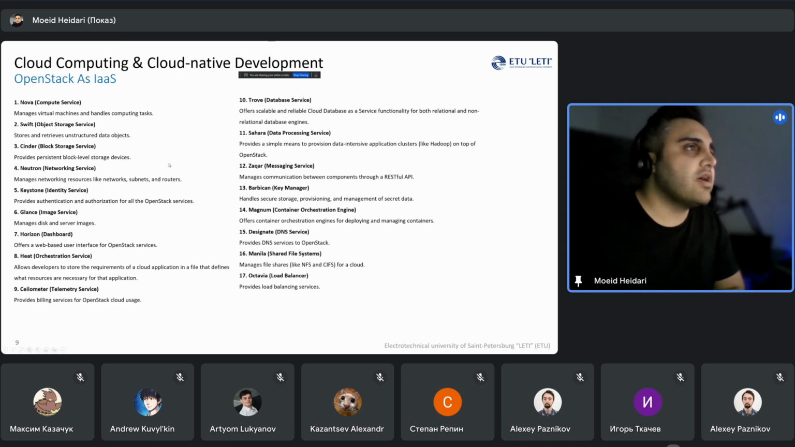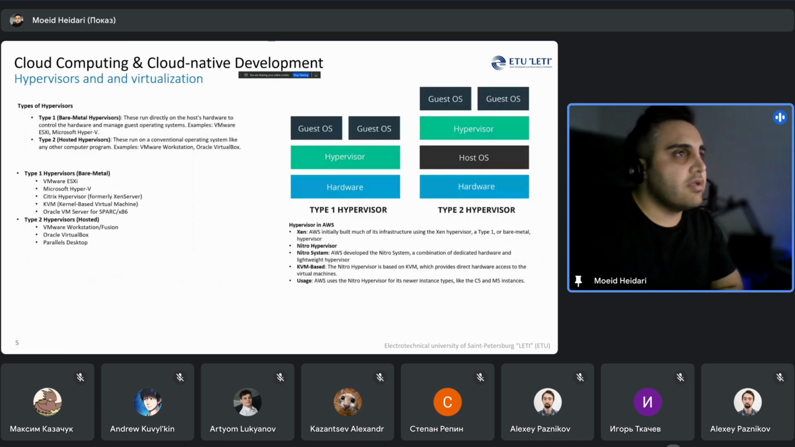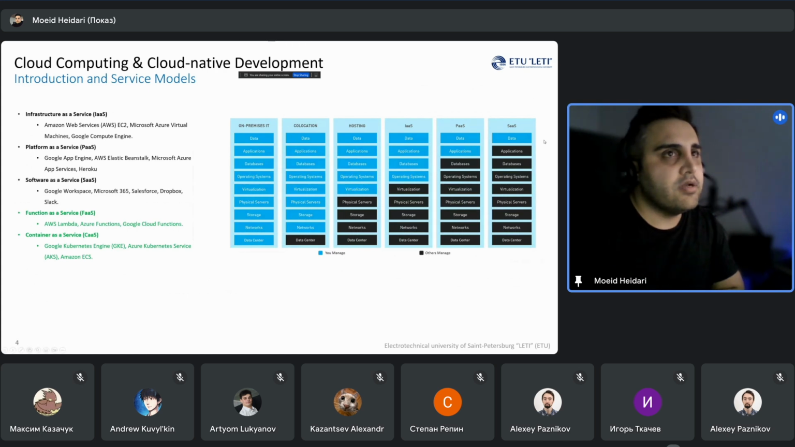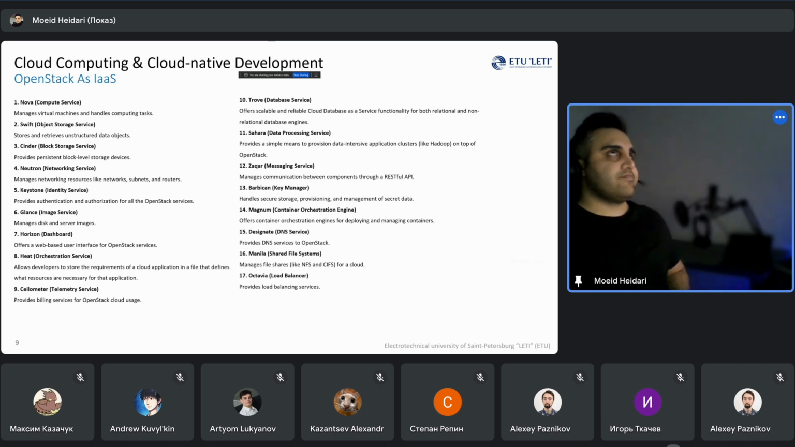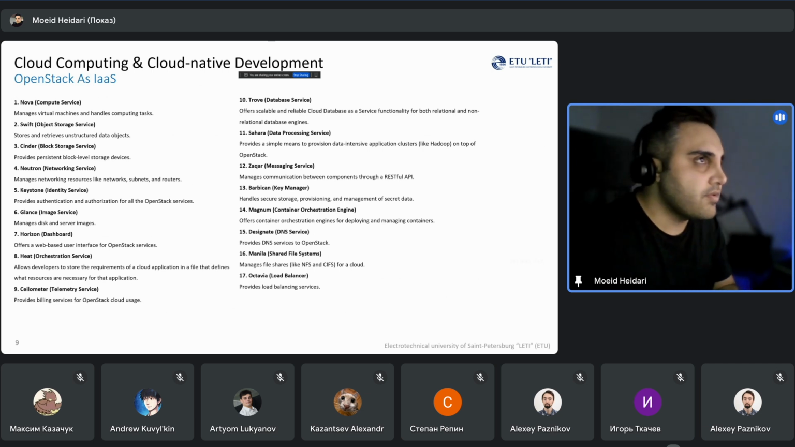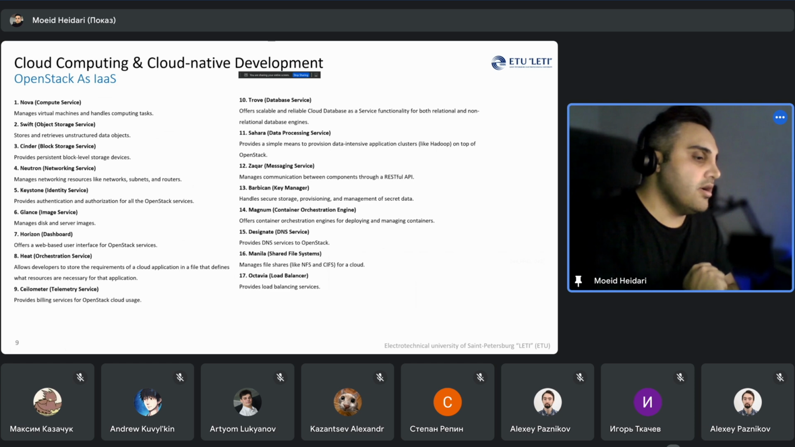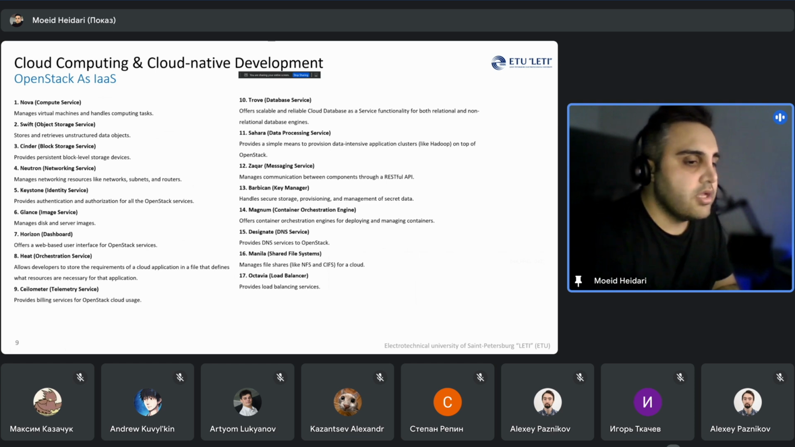Or we have Trove as a database service. You can use Trove, for example, whenever you want. Let's go back to this slide. Whenever you want to provide a SaaS system, or software as a service, then you want to deploy a database, for example. As an example, in Yandex Cloud you can see that they have different types of databases as a service. It means that whenever you have an account on this system, you can just deploy or request a database service, and your database will be ready.